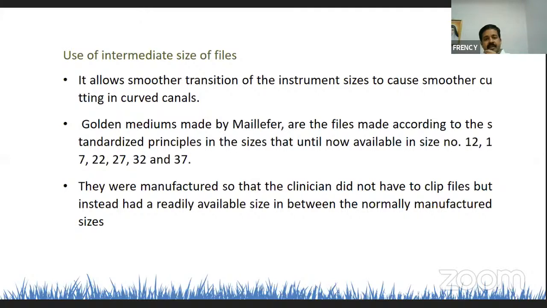So, use of intermediate sizes of files. If it is a very narrow canal, you can use intermediate size files like number 12 and 17. Nowadays, if it is a very narrow and curved canal, it is not recommended to go with files more than number 10 into the apical region in the initial stage itself. After the rotary instrumentation, you can use larger K files if you want, but it is always preferable not to use more than size number 10 if it is a severely narrow apical canal.